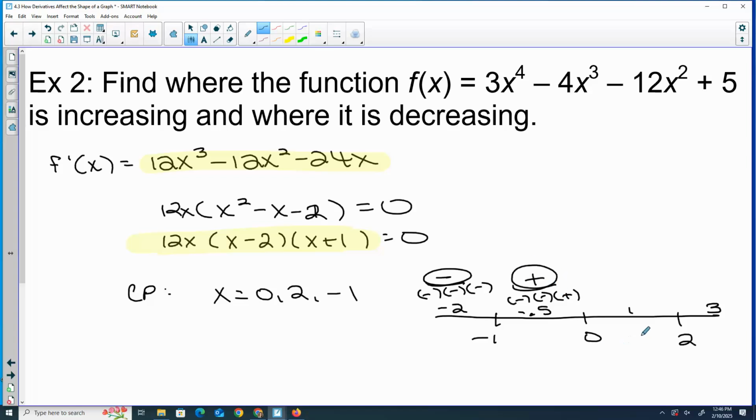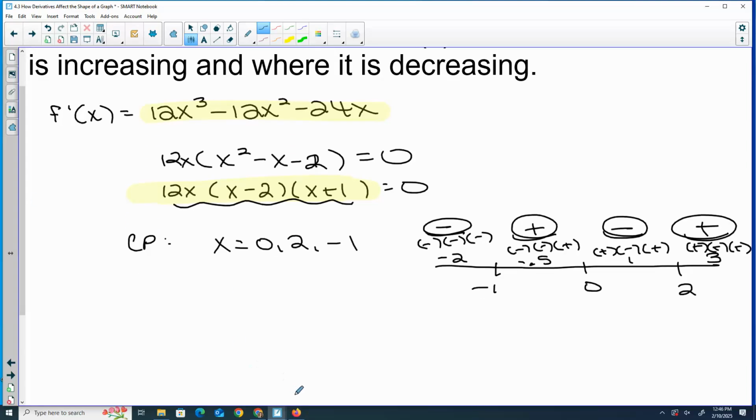If I put in a 1, 12 times 1 is positive, 1 minus 2 is negative, 1 plus 1 is positive. So this section is negative. If I put in 3, 12 times 3 is positive, 3 minus 2 is positive, 3 plus 1 is positive. So this section is positive. I'm putting them in right here in my factored form, because I don't have a calculator and I don't really want to do -2 to the third. It's a lot easier in that factored form.